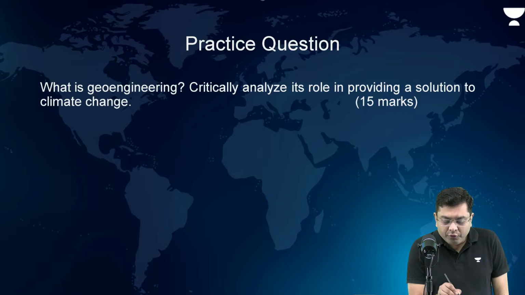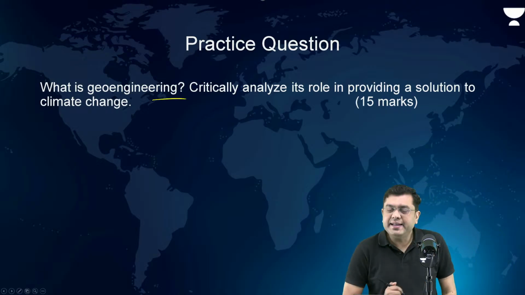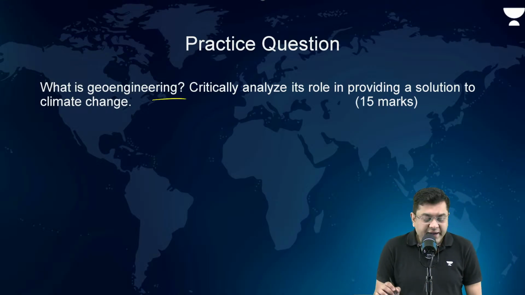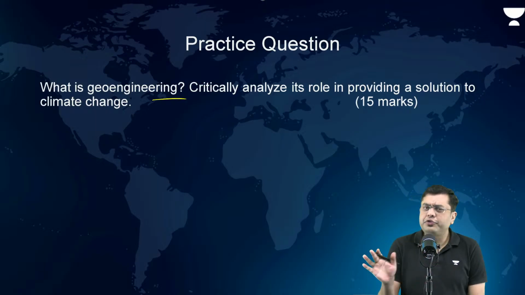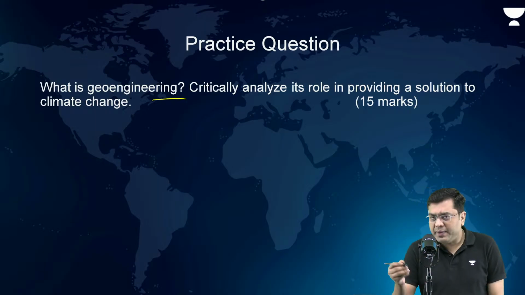Let's take a look at the question which can be framed from this particular topic. Now, what is geoengineering? Critically analyze its role in providing a solution to climate change. Now, this is a simple, straightforward question, can be expected in GS paper 3. What do you write in the intro?